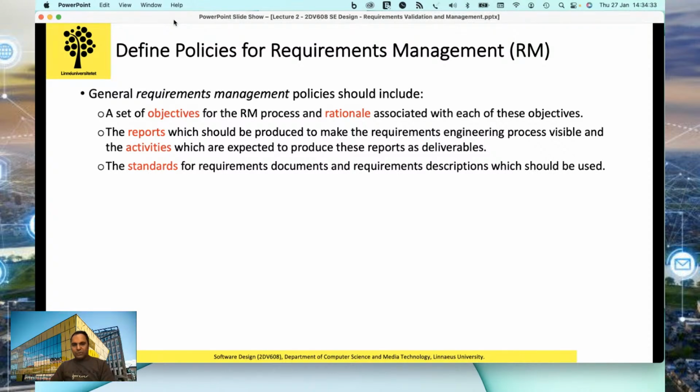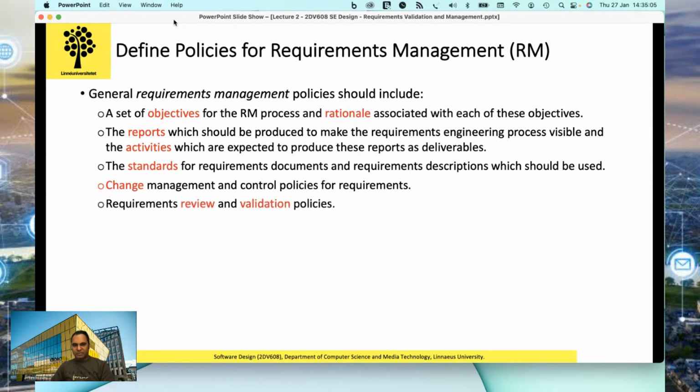It should also define the standards as part of the policy. So which standards it will follow, for example, for defining the requirements document, or to express the requirements itself. And also, one of the key parts is change management. So how changes in the system or in the requirements should be handled. This should also be part of the requirements management policy, and how the requirements will be reviewed or validated.